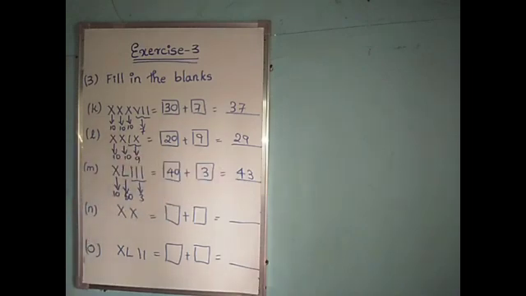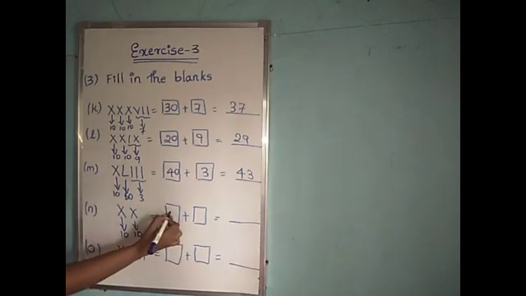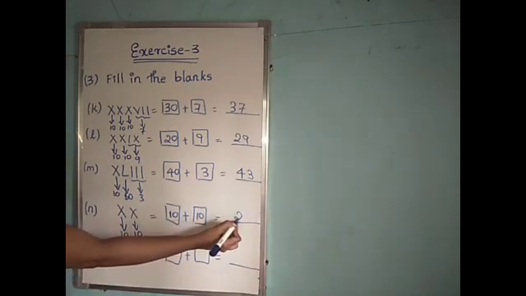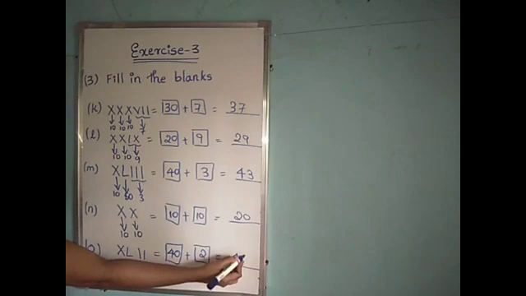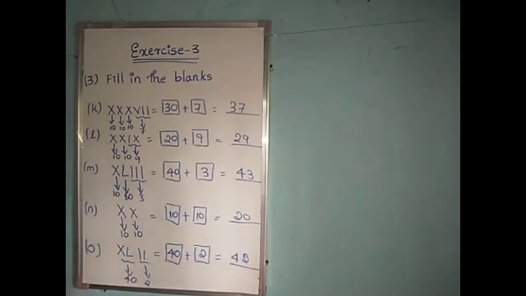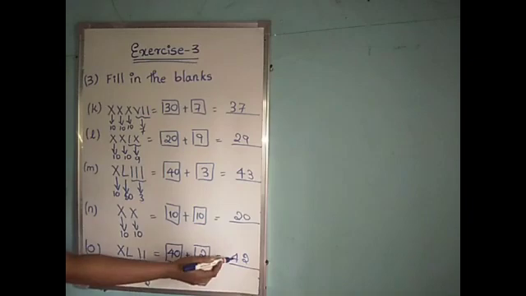Next N1. Here X is the symbol of 10, here X is the symbol of 10. So 10 plus 10 is equal to 20. Next O1. XL means what? XL means 40. II means what? 2. So 40 plus 2 is equal to 42. So XLII is equal to 42.